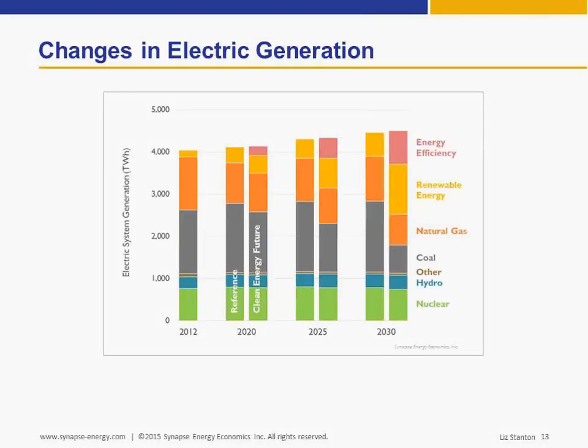So if you look at these bars just going up to the yellow and you ignore the pink, then that's the actual amount of electric generation. The energy efficiency is generation that would have been made if you hadn't had those efficiency measures in place.